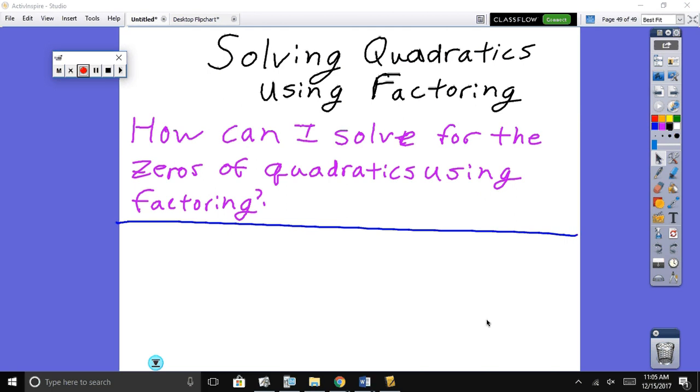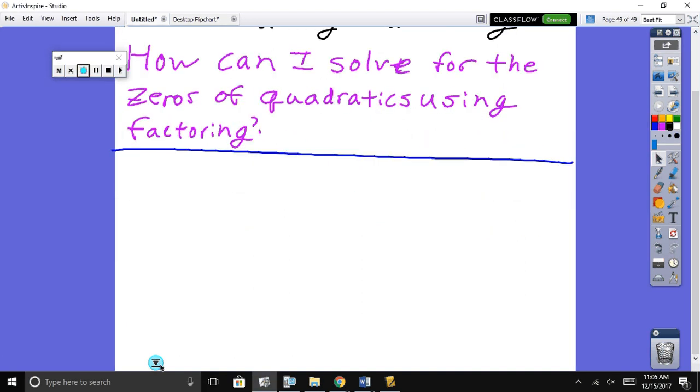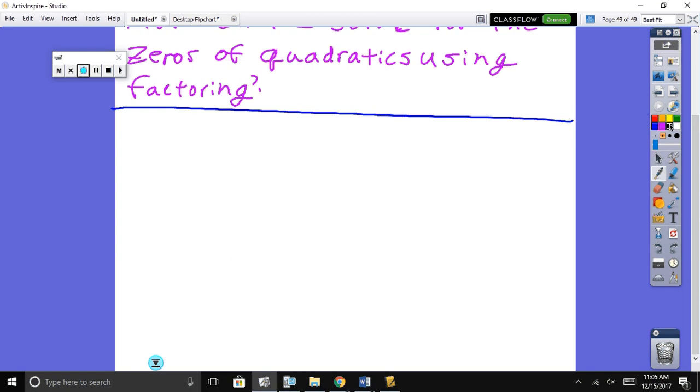All right, in today's lesson, we are going to learn how to solve quadratics using factoring. When we solve quadratics using factoring, we are trying to find the zeros or x-intercepts of the quadratics. So let's look at our first example.